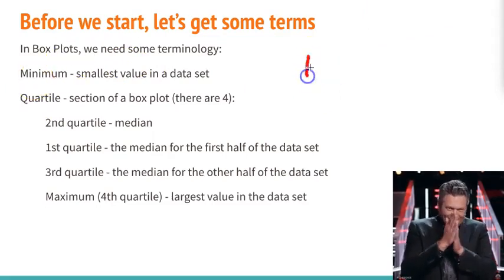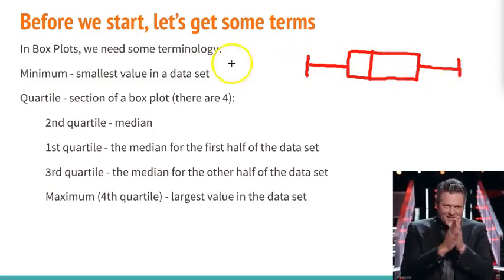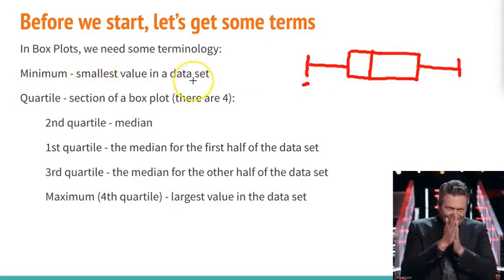So a box plot, just to visualize, looks something like this, where you have some sort of box in the middle, and then you have lines coming off of it and some vertical lines on those ends. Another thing that this is called, besides a box plot, is a box and whisker plot. It just depends on what you're talking about. I'm just going to call it a box plot. So the minimum in this is right here, and that is the smallest value in the data set. So whatever the smallest value is, it goes there.